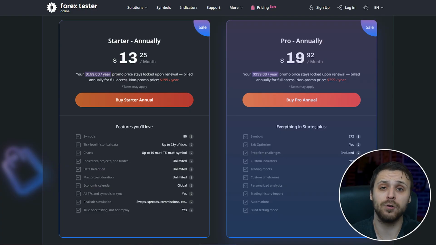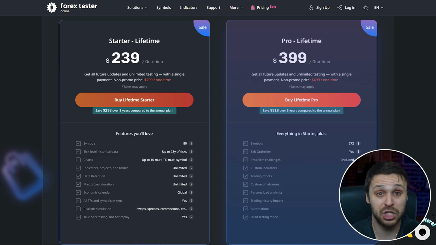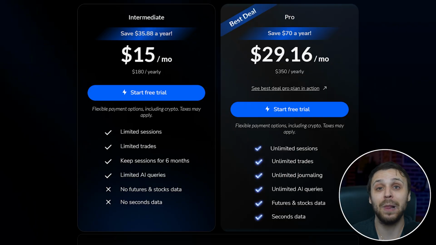Forex Tester offers a simpler, often one-time purchase model for its desktop software, which can definitely appeal to the dedicated Forex specialist on a budget who doesn't want to pay a subscription rate. FX Replay uses a modern SaaS subscription model that also fits its web-based approach.